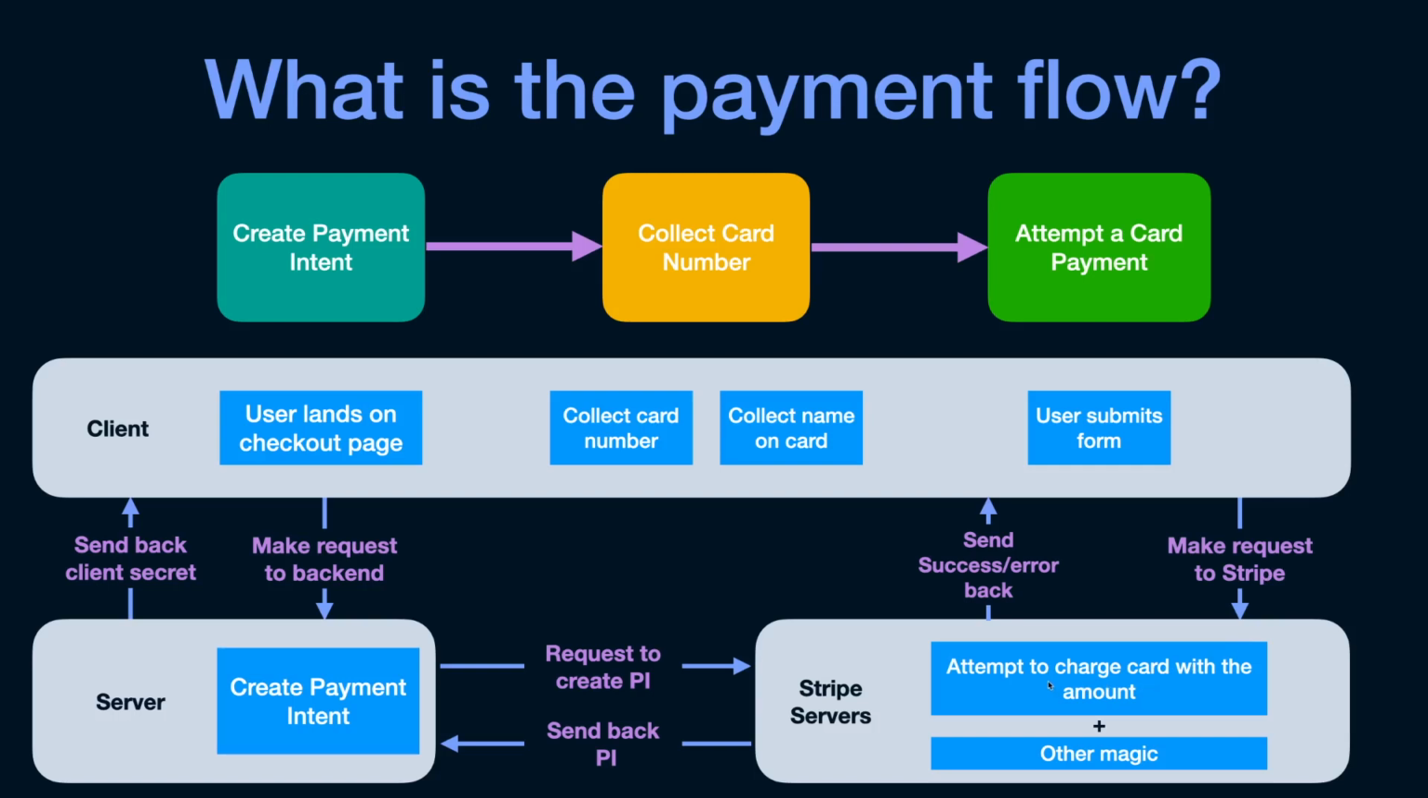We're going to make a request to Stripe to attempt to charge that amount for that card. What happens is Stripe will try to do its thing. If it succeeds, it's going to tell us it succeeded. If it doesn't succeed, it's going to tell us it didn't succeed, and it's going to give us a good descriptive message. So that's it. That's basically the payment flow, right?